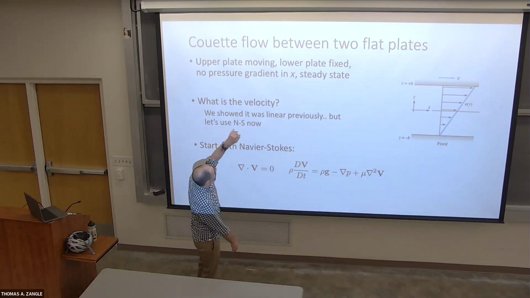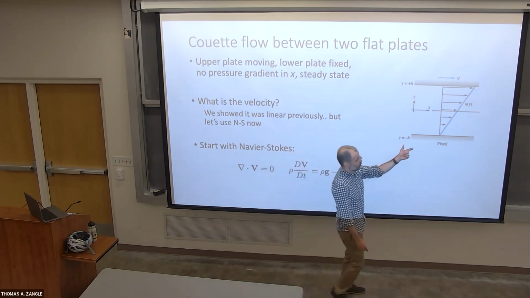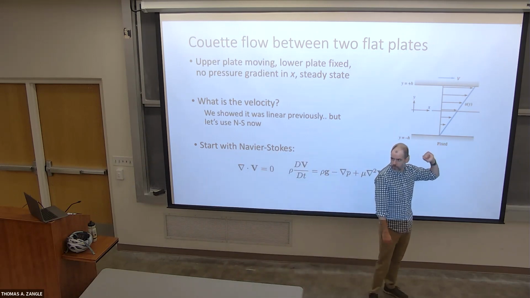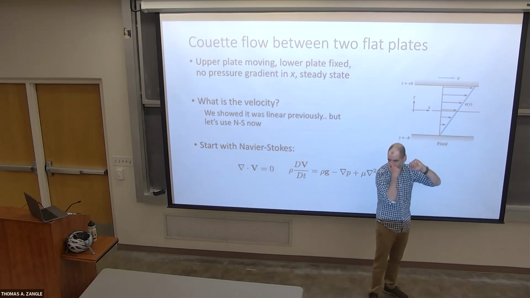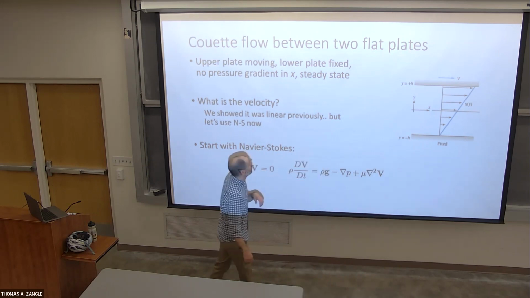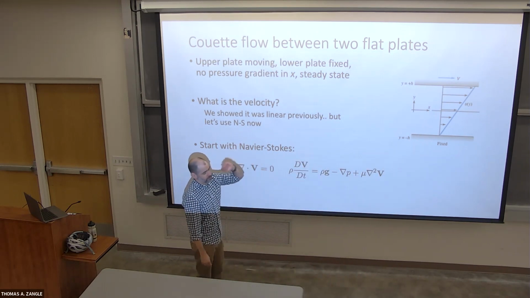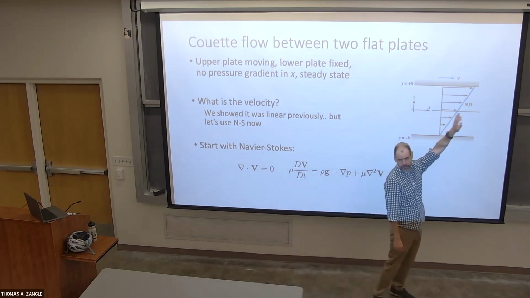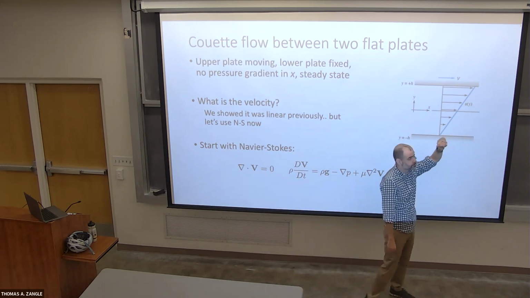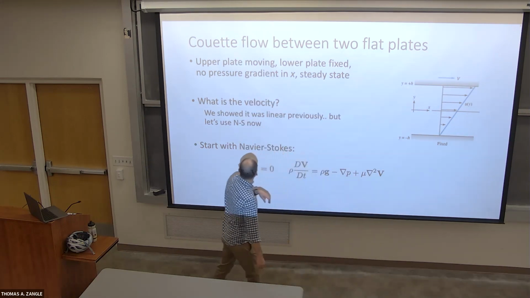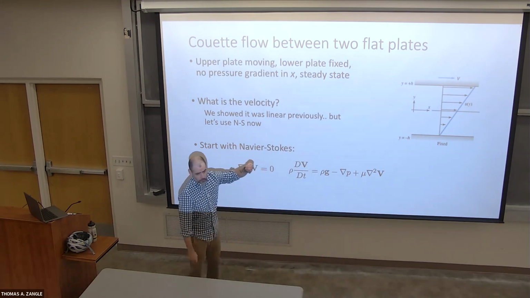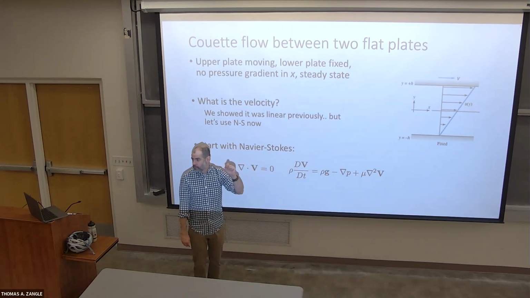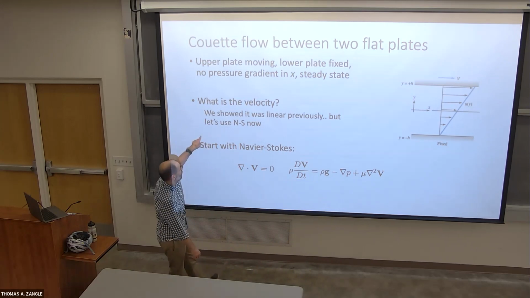And we're going to say that there are no pressure gradients, there's no driving pressure in this system. So we're not applying pressure across the system in order to make fluid move. We just have the moving plate make the fluid move. And we'll assume steady state, so this upper plate is not accelerating. The question is, what is the velocity profile between these two plates?